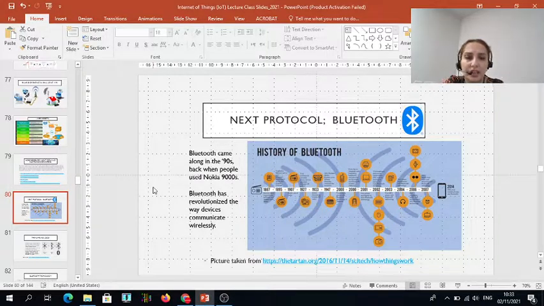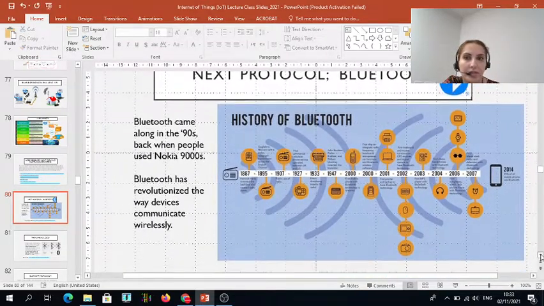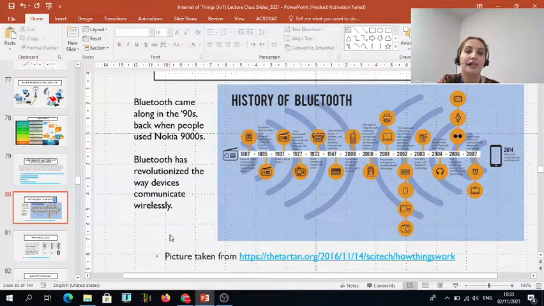So here in this slide, I have some history. Let me zoom it in. This slide will be available on Brightspace. So Bluetooth came along in the 90s, back when people used Nokia. Anyone had Nokia? Some of you might remember that Nokia model. Everyone was very excited about Bluetooth. It felt like another magic. After mobile phones came, Bluetooth was just another magical feature added to the phone.